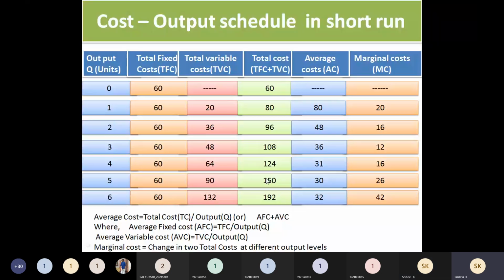This schedule you can see here, from 0 it started increasing up to 132. So that same thing you are going to show here. You can check all the values here. Accordingly, I am giving this graph.